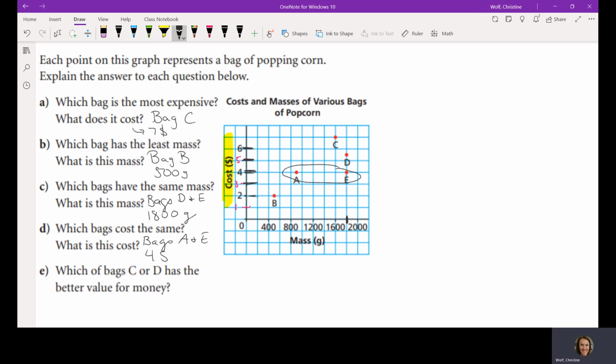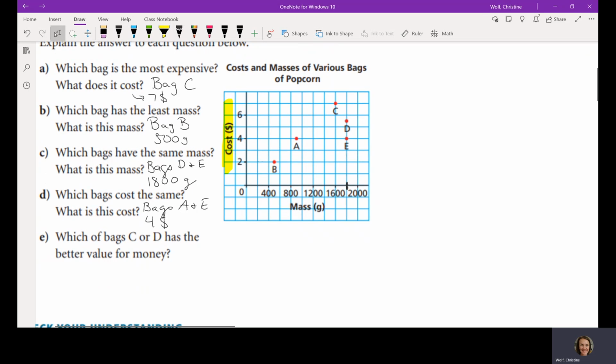And they are $4. So they cost the same. Okay, and last one. Which of bags C or D has the better value for money? Okay, this is a bit deeper of a question. So a better value for money means you get more for less money. So if we look at bag C and D, they're asking us to look at those two bags.